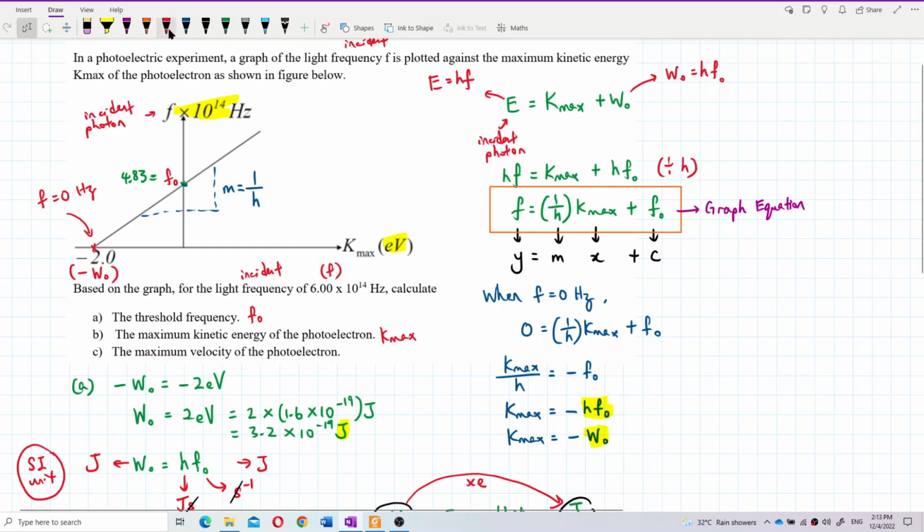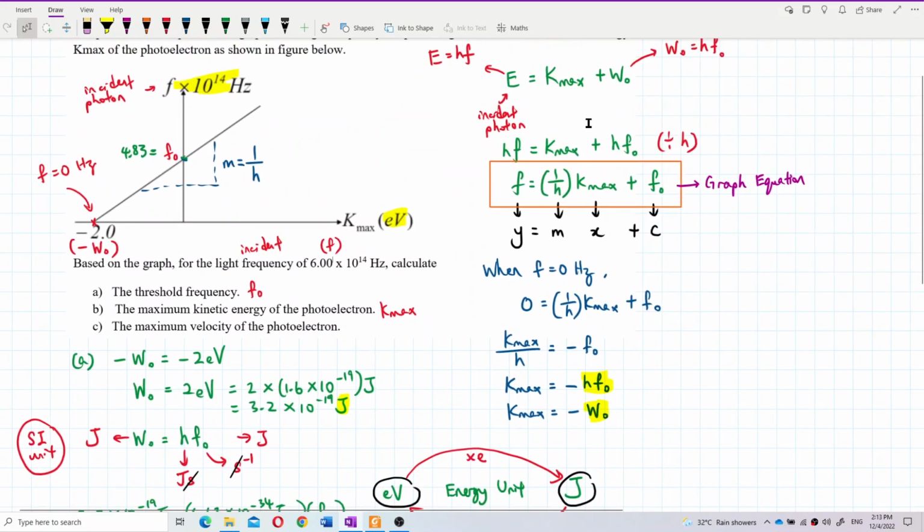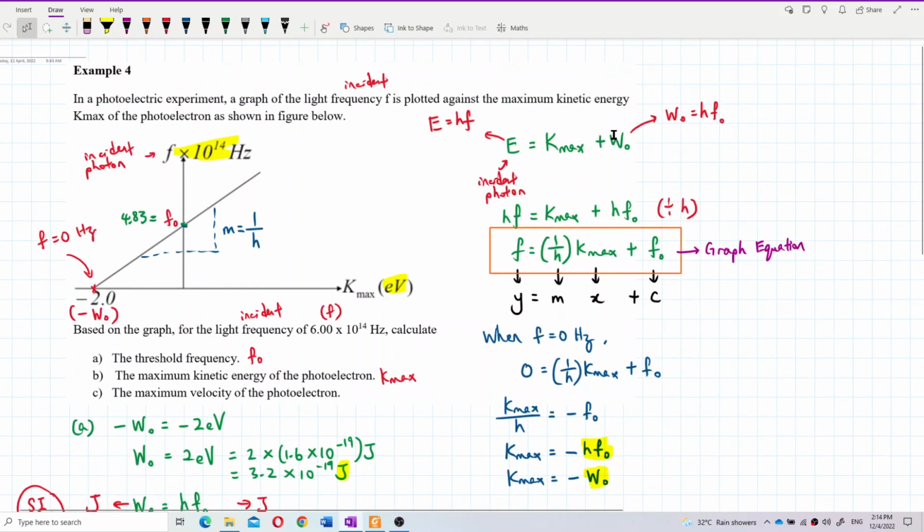I can find Kmax according to these equations. If I have the threshold frequency with me, you can use this formula or this one also. I think I use this equation, because I already derived it, isn't it? Actually, there are two choices. You want to use this equation to find the Kmax, or you want to use this other equation to find the Kmax, also can.